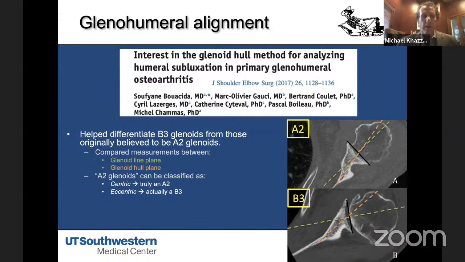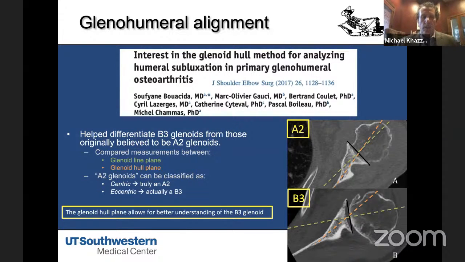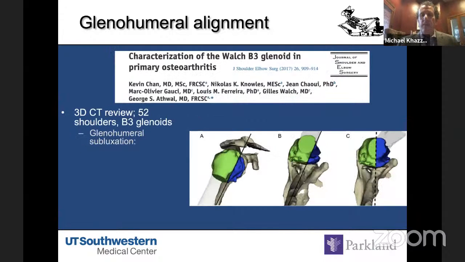Now, why does this matter? It may affect how you reconstruct the glenoid and reconstruct the joint line. And now that we have 3D reconstruction along with preoperative planning software, it gives us a 3D representation of these changes in multiple planes and not just in one cut of the CT scan.